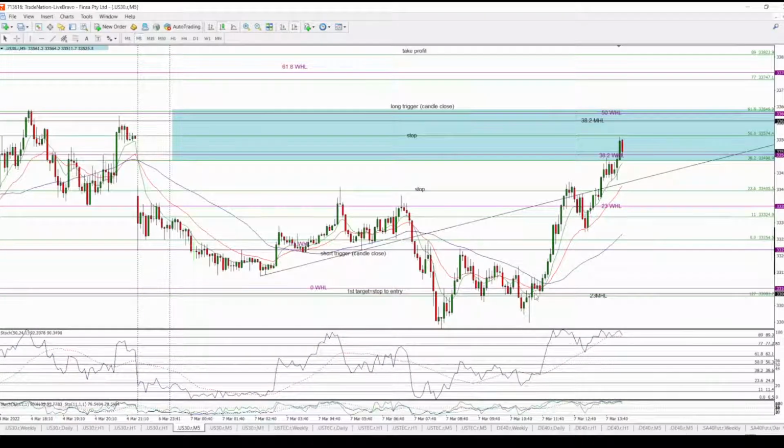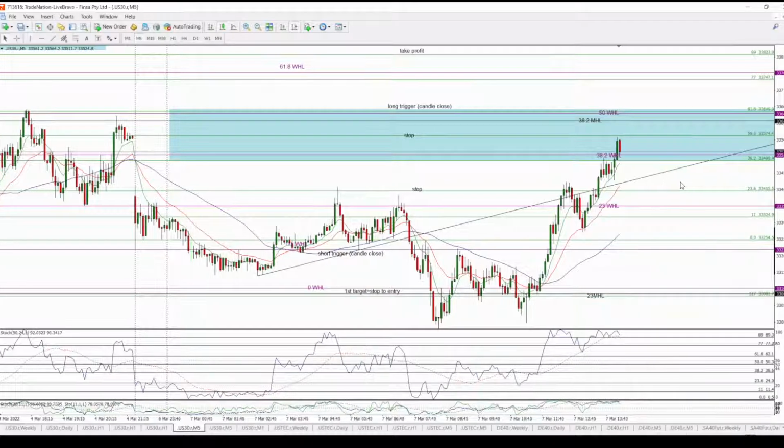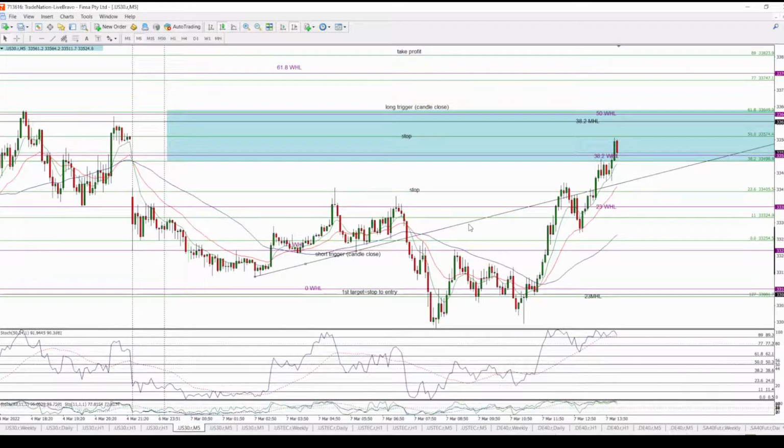Little impulse wave here, 1, 2, 3, 4, 5. So if we respect that 50 level and we come down, we will move the shorts to there. As it stands right now, still a trigger long above the 61.8. We must be careful on 1 minute. 5 minute is in consolidation between the 61 and 38.